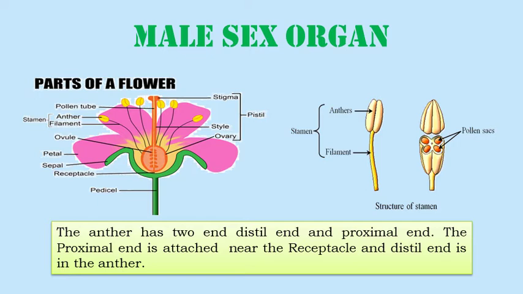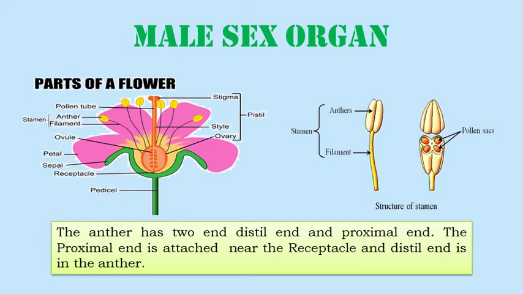Next to pedicel we have receptacle. Have you seen the receptacle part, the labeled part? The receptacle is the axis to which the floral organs are attached. Next to the receptacle we have sepal, which is green in color in this diagram. Sepals we have already discussed. It is a part of calyx and usually it is green in color.